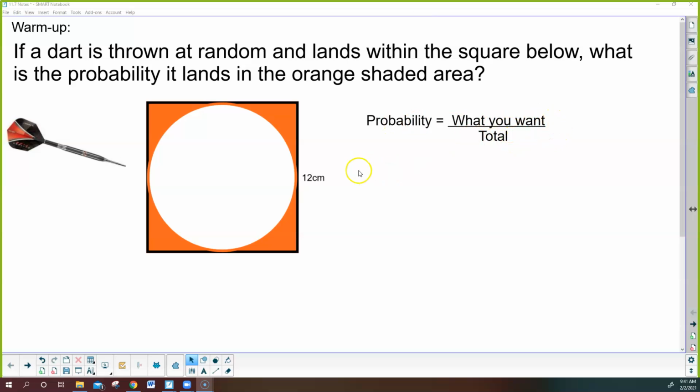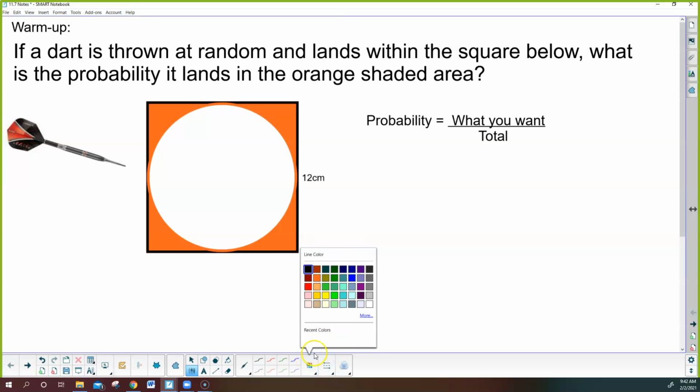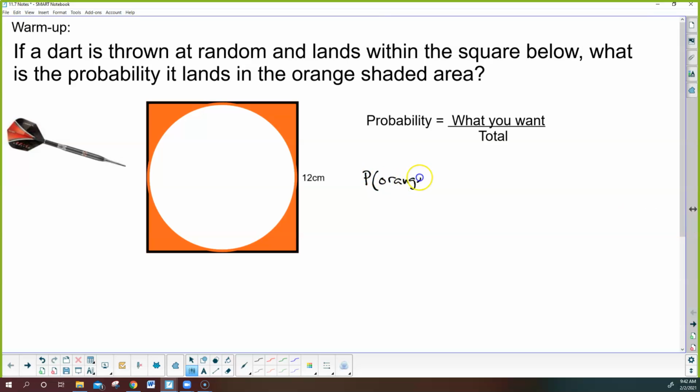So I'm a fan of doing what we call a picture equation for this, kind of like when we had composite solids or shapes, we drew a picture. So one of the things that I'm going to do is introduce just quick this notation for probability. This P stands for probability, and the word inside is the event. So what's the probability that I hit orange?